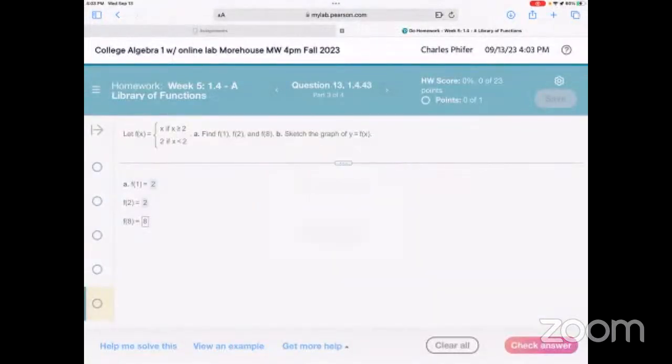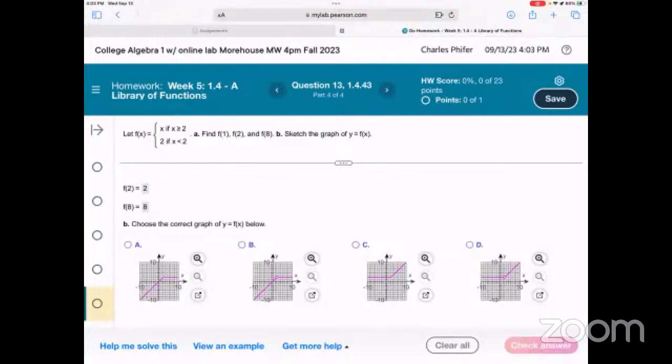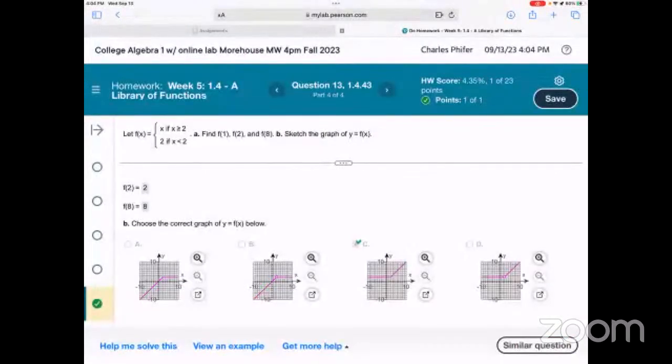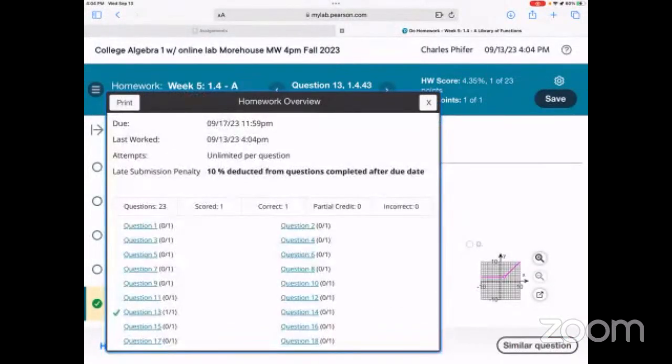And then the graph: when x is less than 2, to the left side of 2, is a horizontal line of y equals 2. To the right of 2 is a diagonal line of y equals x. So it has to be either C or D. I think it has to be C. We don't have any gaps or anything like that, so I'm going to go with C. As always, if anything is not clear, feel free to unmute yourself to ask questions. Otherwise, I'm just going to power through.